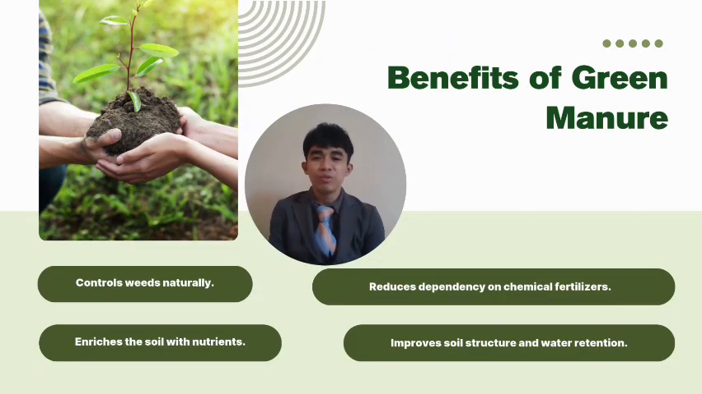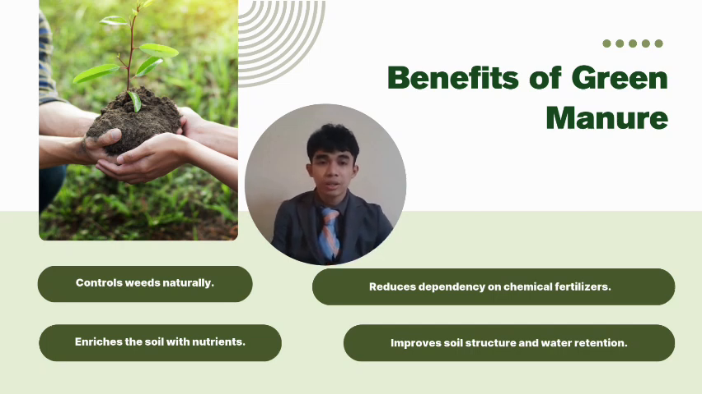Benefits of using green manure is to control weed naturally. It can enhance growth of the green manure suppress weed by covering the soil and blocking sunlight. It also can reduce dependency on chemical fertilizer. By replenishing soil nutrients naturally, green manure minimizes the use of synthetic fertilizer, cutting costs and environment impact.